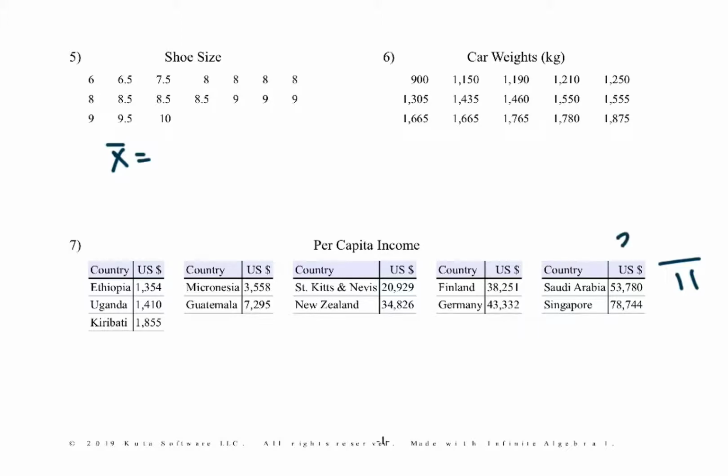So we end up with 285,334, which we divide by 11. And that gives us our mean of 25,939.45 repeated. So we'll just say 0.5.